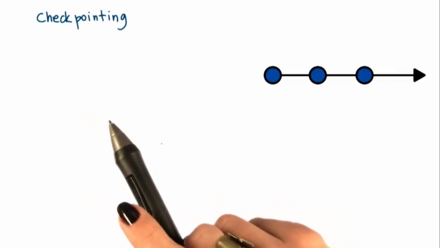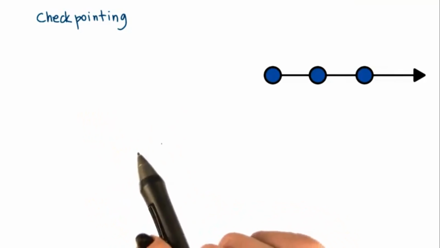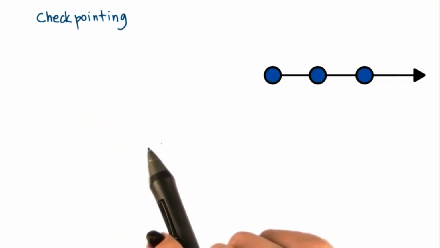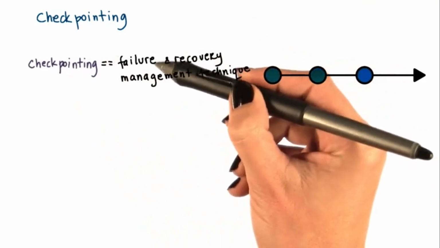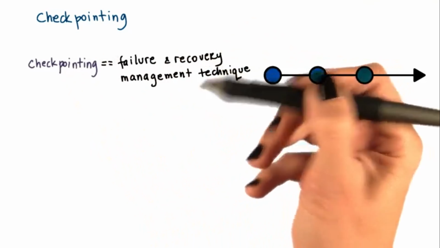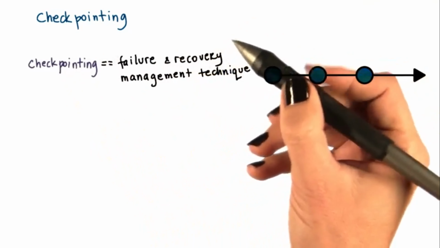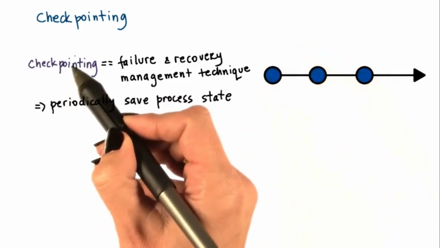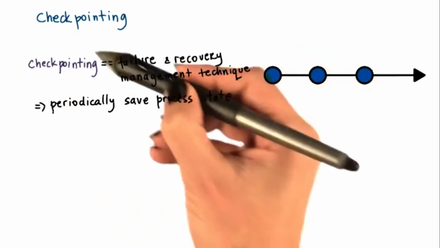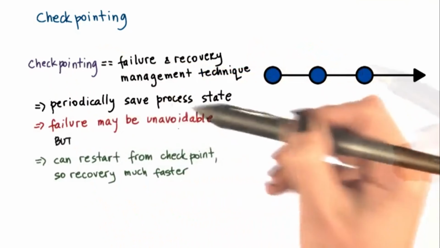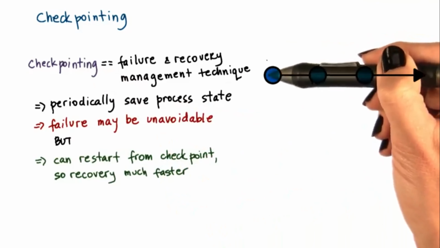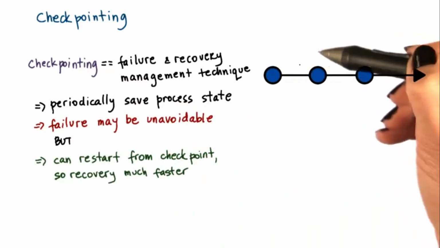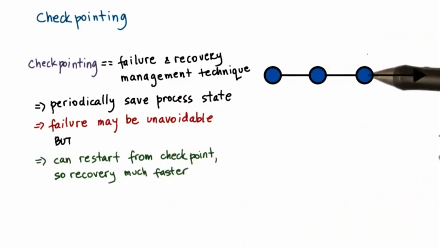Another useful operating system service that can benefit from the hardware support for memory management is checkpointing. Checkpointing is a technique that's used as part of the failure and recovery management that operating systems or system software in general supports. The idea behind checkpointing is to periodically save the entire process state. The failure may be unavoidable, however, with checkpointing, the process doesn't have to be restarted from the beginning. It can be restarted from the nearest checkpoint, and so the recovery will be much faster.